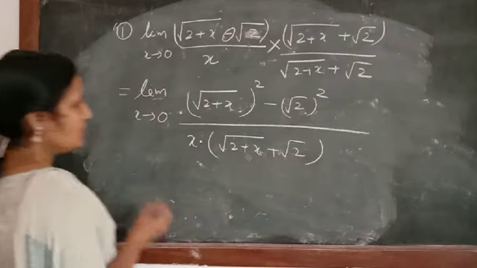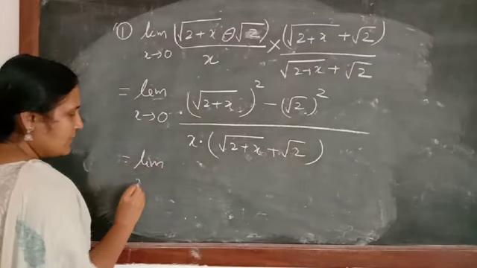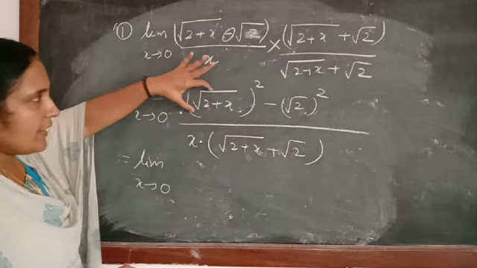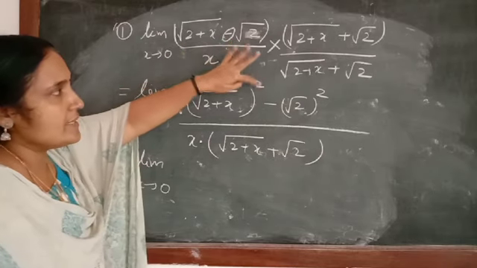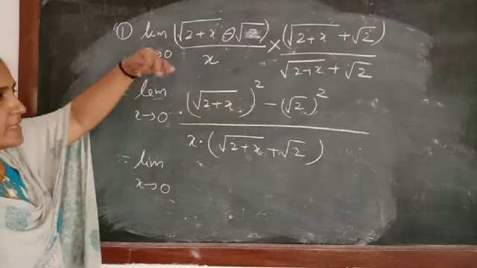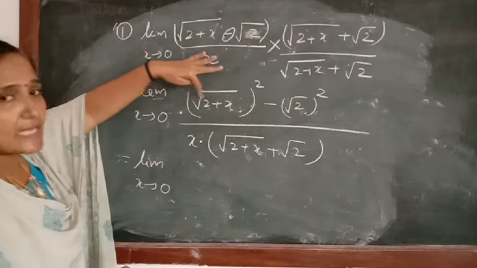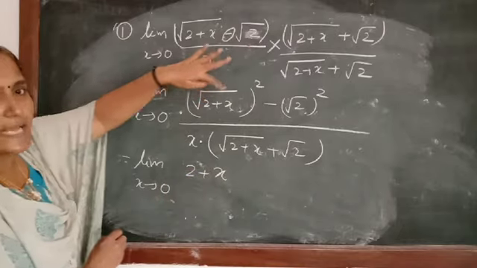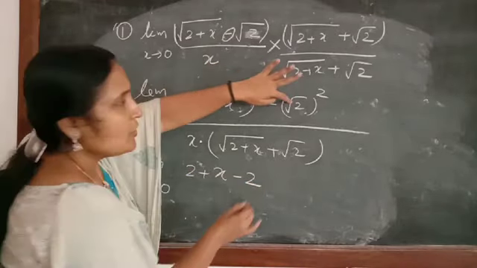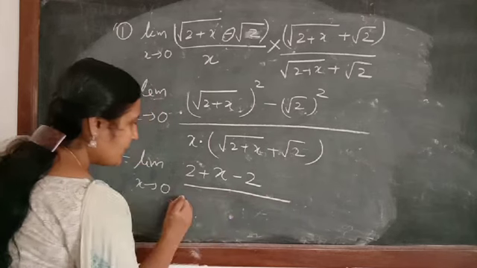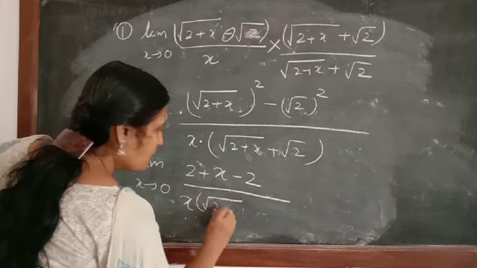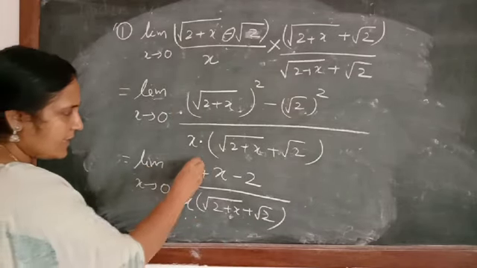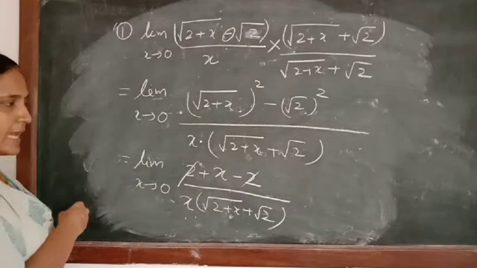plus root 2. Now, can you tell me what will be square root of 2 plus x the whole square. Now when square root is there and the whole square is there, then square and square root will get cancelled. Only the expression which is inside the square root that will come. So remaining it will be equal to 2 plus x. Here we will get here minus 2 by denominator as it is x into root 2 plus x plus root 2. Now just to check, anything will get cancelled. Yes, 2 and 2 will get cancelled here.